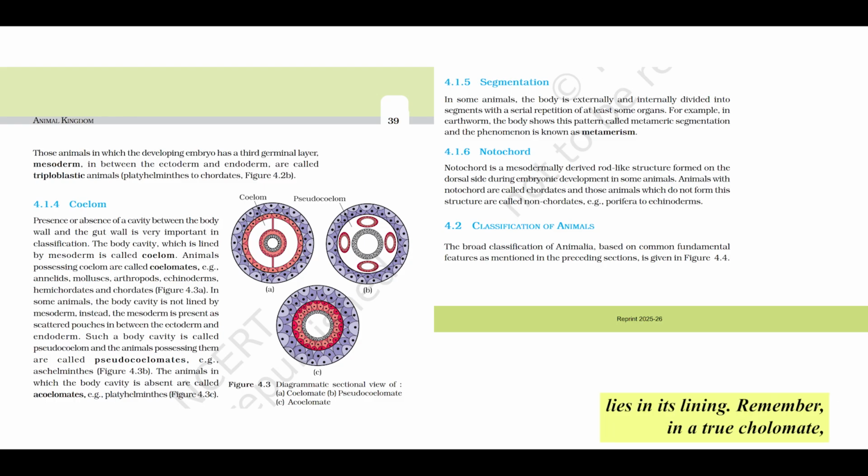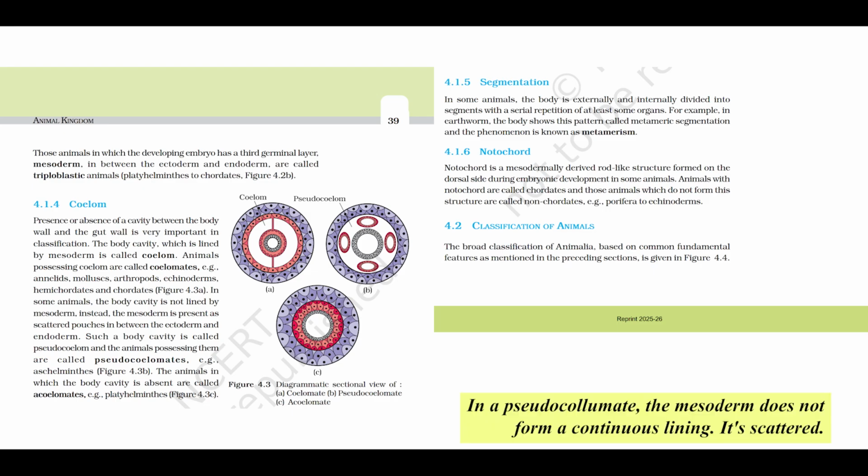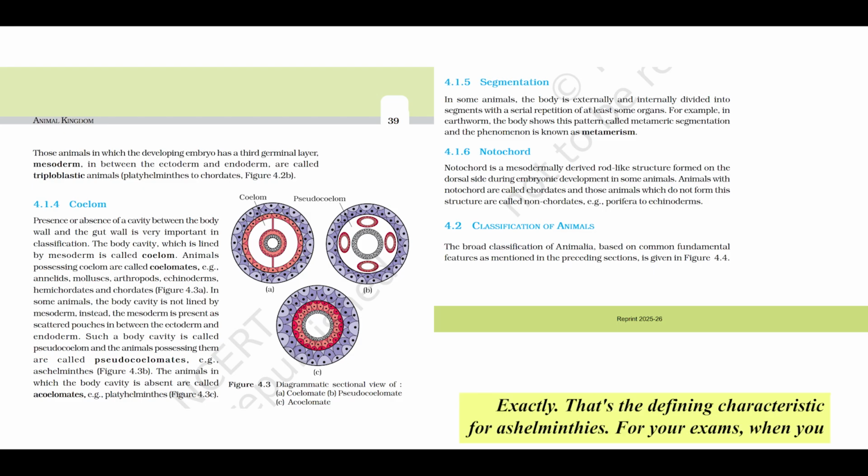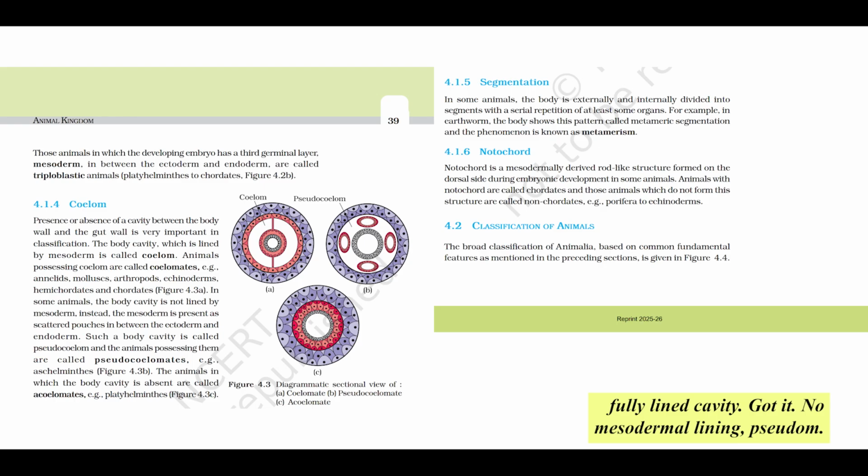Remember, in a true coelomate, the cavity is fully lined by mesoderm. This allows for peritoneal membranes that suspend organs. In a pseudocoelomate, the mesoderm does not form a continuous lining, it's scattered. The cavity itself is essentially an unlined space between the endoderm and the mesoderm-ectoderm layers. So the pseudo really refers to the lack of that complete mesodermal lining. Exactly. That's the defining characteristic for Aschelminthes. For your exams, when you think pseudocoelomate, immediately think Aschelminthes or roundworms. This clearly sets them apart from both acoelomates, no cavity, and true coelomates, fully lined cavity. Got it. No mesodermal lining, pseudo.